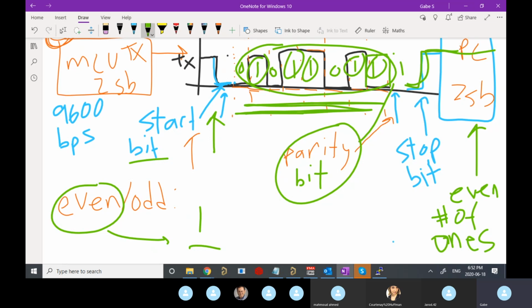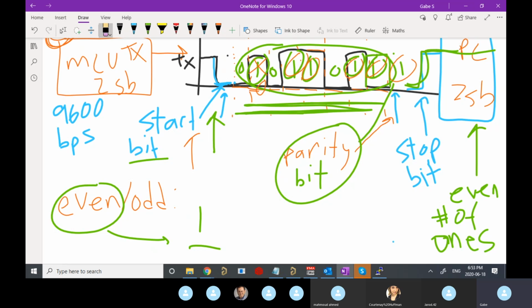Now, you can imagine if something got corrupted, right? If accidentally a 0 was sent because of some problem on the data line, maybe physically with the voltages, then the PC is going to say, okay, I got 1, 2, 3, 4, 5 ones. That's odd, but we're in even parity. So something must have gone wrong. So it knows that this data packet has been corrupted and is garbage, right?